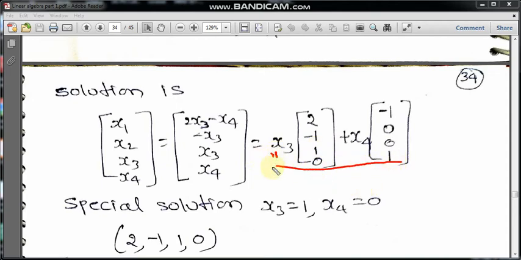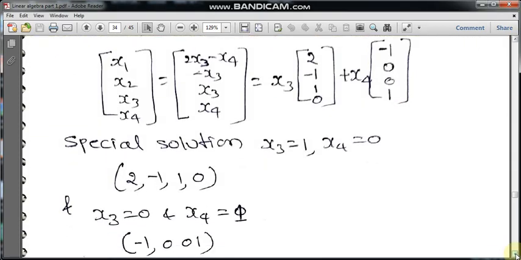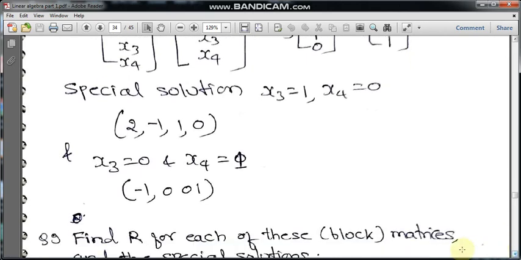So first you make x3 equal to 0 and x4 equal to 1. Later you make this one and this equal to 0. Then you get two columns, two solutions, that we call special solutions. So this I have written here. You can see, this is a special solution, this is a special solution.